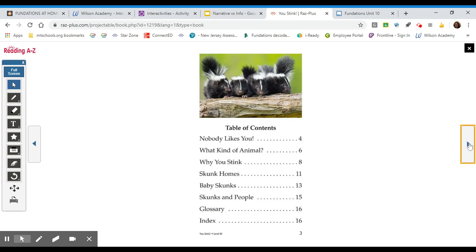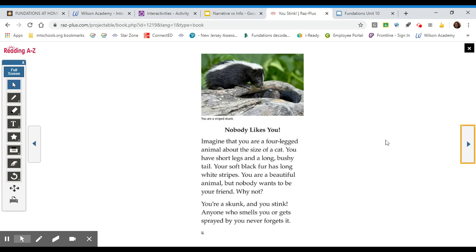So now, if I were to flip to the first page, I'm only going to read a few pages of this story. I want you to think about facts. Think about real information that's being provided in this story that the author is giving us. Okay, and try to think about it and put it in your brain, put it in your mind.